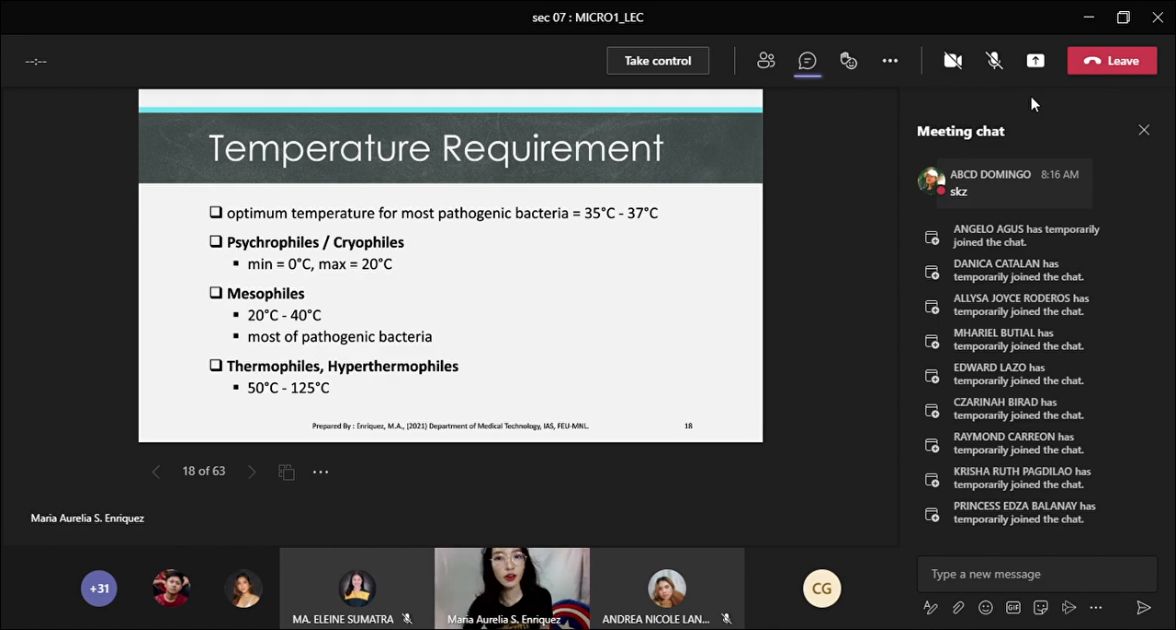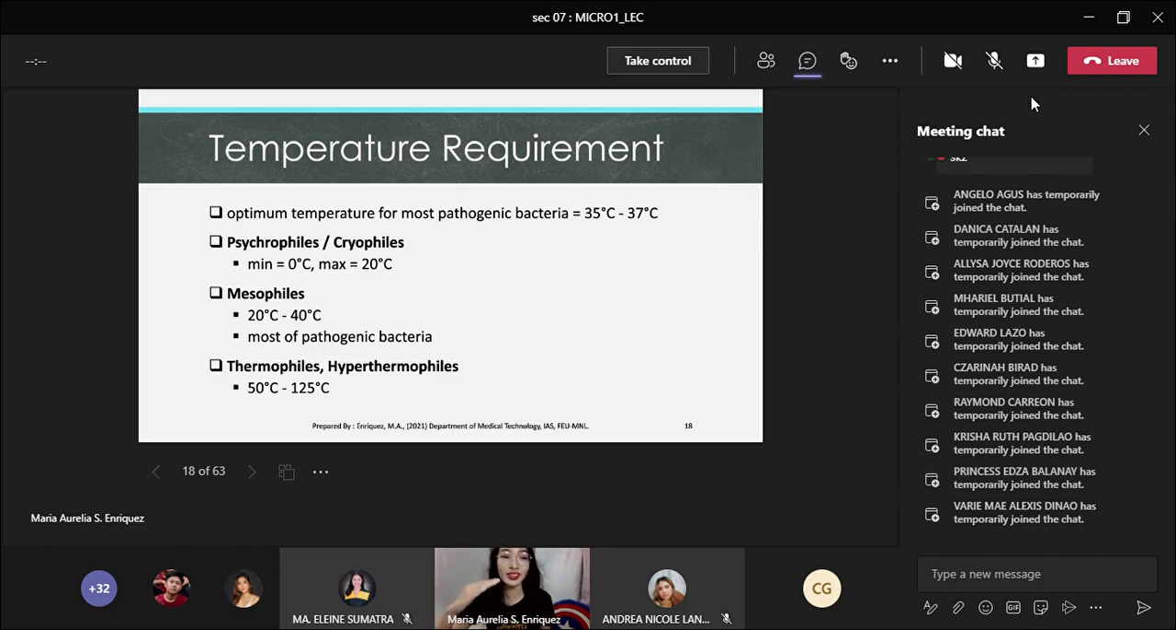All right, next is temperature requirement. So the optimum temperature for most pathogenic bacteria is at 35 to 37 degrees Celsius. Okay? So karamihan po ng mga bacteria na maaaral natin, 35 to 37 degrees Celsius po ang preferred incubation temperature nila. And they fall under the category of mesophiles. Now, there are some bacteria, though, that can grow best at 0 degrees Celsius. At para sa kanila, sobra na po yung 20 degrees Celsius. And we refer to them as psychrophiles or cryophiles.